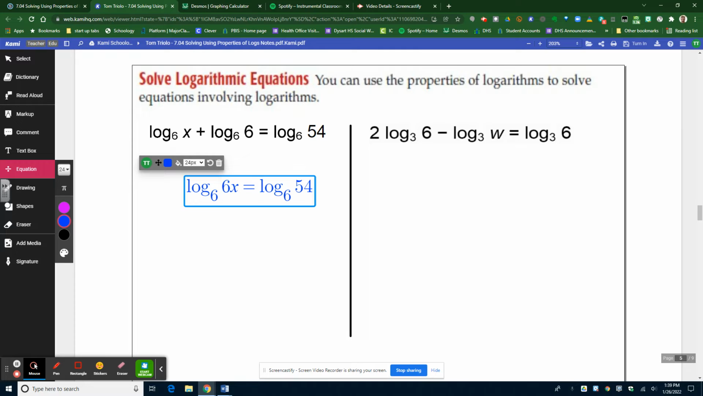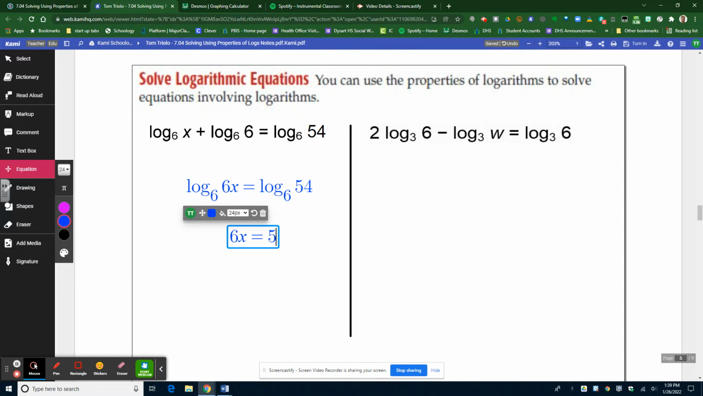Now that we have the logarithms all by themselves, we're going to take the antilog. Back in my day, they'd actually make us write out the word antilog in front of each one of these. I'm not going to make you do that. You just understand that when I have a single logarithm with the same base, these are both 6s, I take the antilog, means I can pull them apart. And now this is a middle school math problem. 6 times what number is 54? Don't say it, just write it.